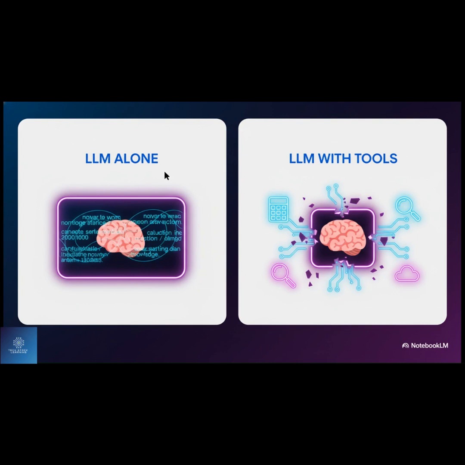On the left, an LLM by itself, it just generates text. That's its whole world. But you give it some tools, and look at that. All of a sudden, it can do real math, it can search the web for what's happening right now, and it can even check the actual live weather. It's like it's broken out of its text-only prison.